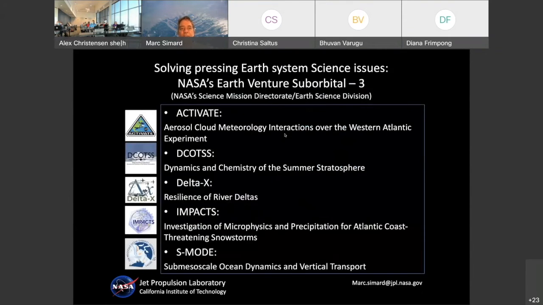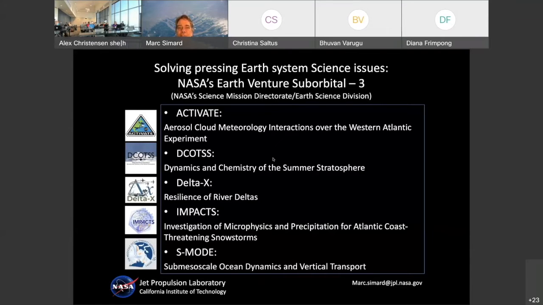So Delta X is one of 5 missions that were funded during the NASA's Earth Venture Suborbital program selection, the latest one. So there are 5 of them. The first one is Activate, which looks at aerosol cloud meteorology, decodes the dynamics of chemistry of the summer stratosphere, Delta X, of course, and IMPACT, which investigates the microphysics and precipitation of the Atlantic coast storms, and S-mode, which looks at submesoscale ocean dynamics.